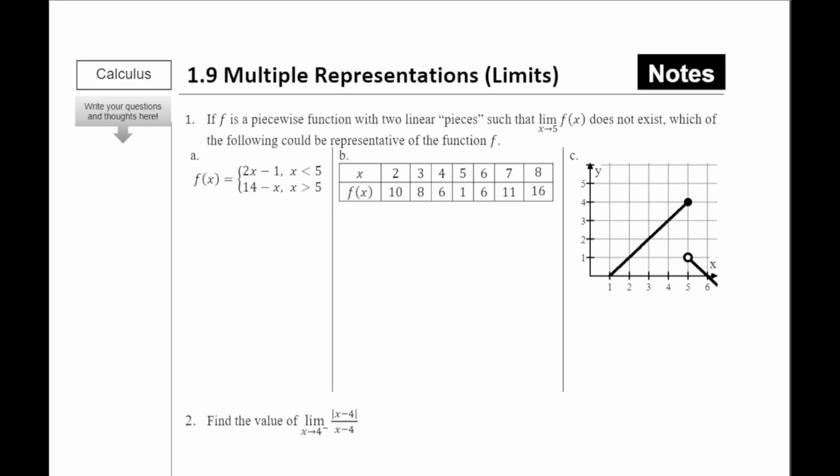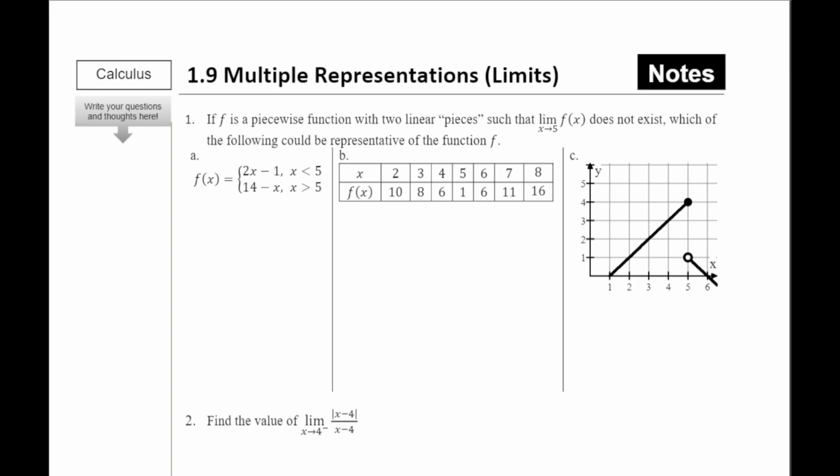1.9 Multiple representations of limits. 1. If f is a piecewise function with two linear pieces such that the limit as x approaches 5 of f of x does not exist, which of the following could be representative of the function f? So you see here we have a piecewise function, a table, and a graph, and we want to know which one of these does the limit as x approaches 5 not exist.